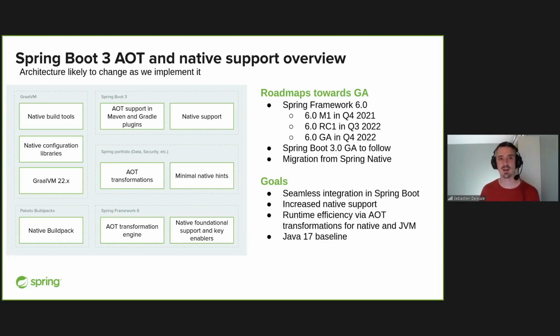First, I had previously hinted that this would happen, but now we have a clear roadmap with some dates. Spring Framework 6 Milestone 1 will be available Q4 this year. The RC1 will be available Q3 next year, and the GA will be available Q4 next year, with Spring Boot 3.0 GA following after that.